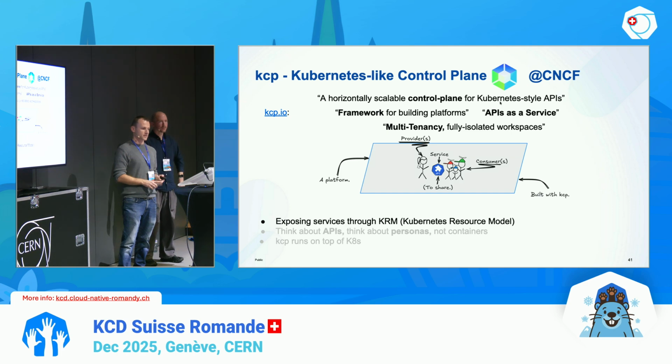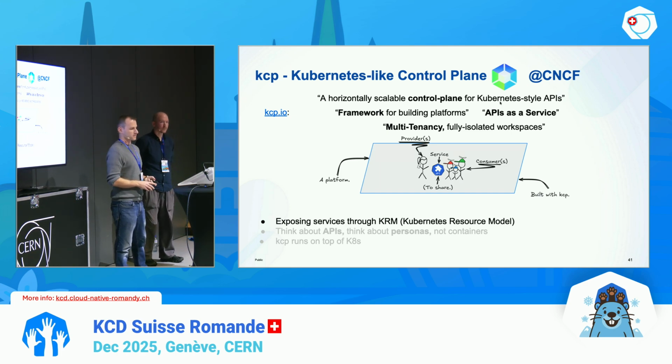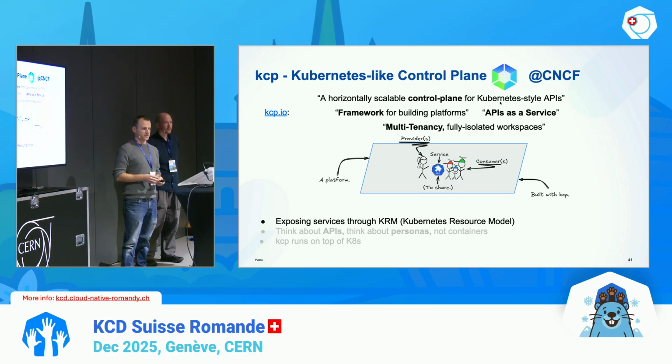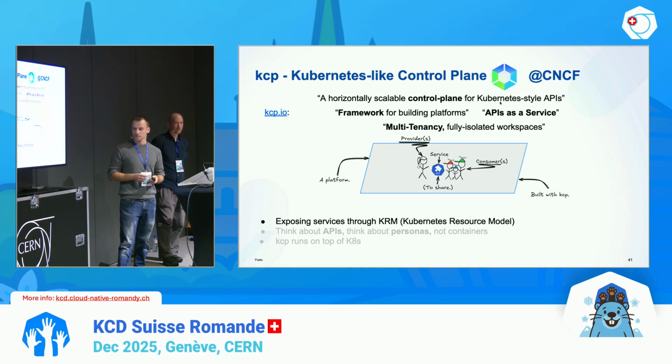So we have providers and consumers, and those are just two of the many personas we can find on a platform. And KCP basically helps us model this kind of relationship where different personas talk to each other through interfaces and APIs, and the language of that communication is KRM, the Kubernetes resource model. So the thing that you use every single day if you work with Kubernetes.